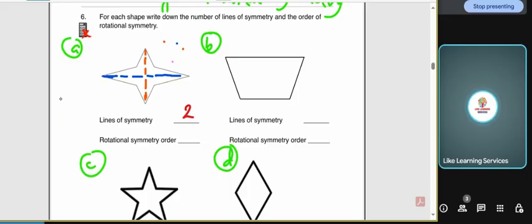How many orders of rotational symmetry? Let me see. That will be only 2. How about this trapezium? Line of symmetry, only 1. Rotational symmetry.